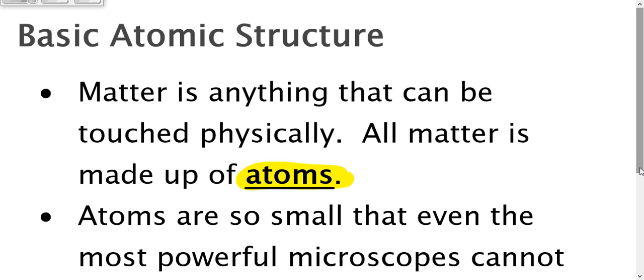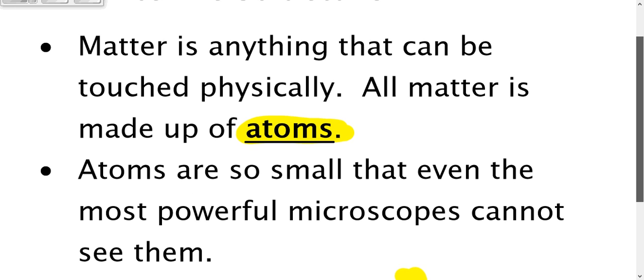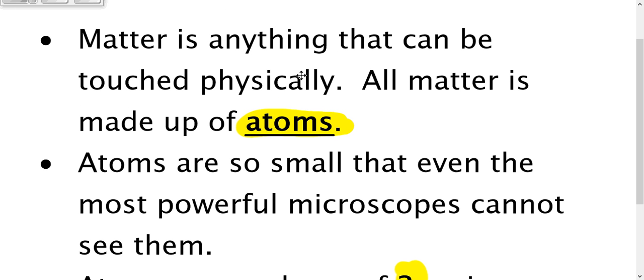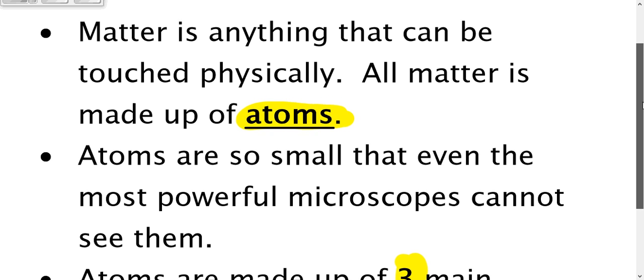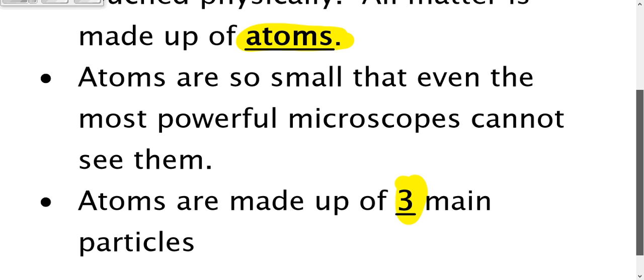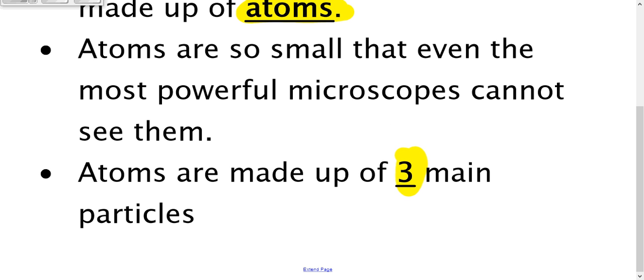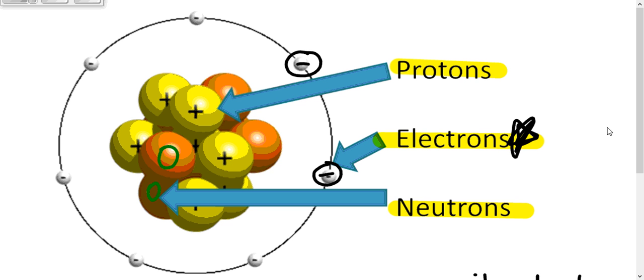So basic atomic structure: matter is anything that can be touched physically. All matter is made up of atoms. Now remember, even things like air have particles that we can physically touch. It has mass and volume, which would be the definition of matter. But all matter is made up of atoms, and atoms are so small that even the most powerful microscopes cannot see them. Atoms are made up of 3 main particles, so we should be pretty quick at knowing what those 3 main particles are at this point in time. And if not, here's a review for you. So the 3 main particles are protons, electrons, and neutrons, right?